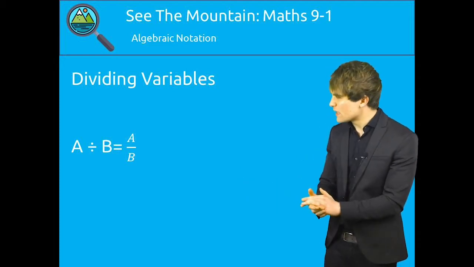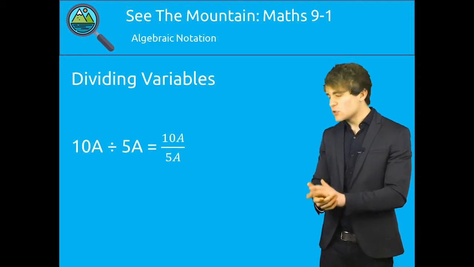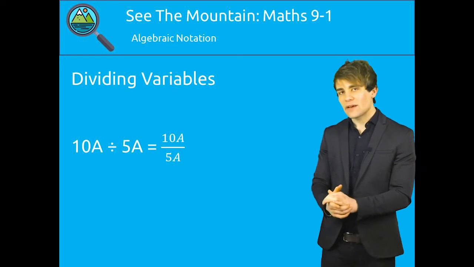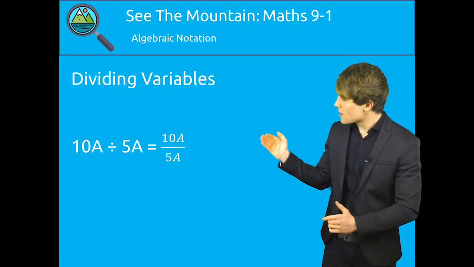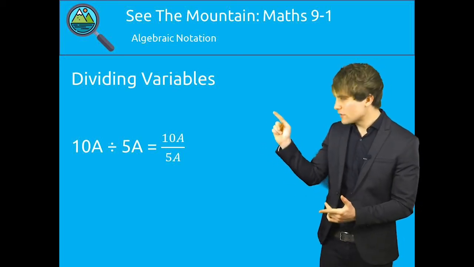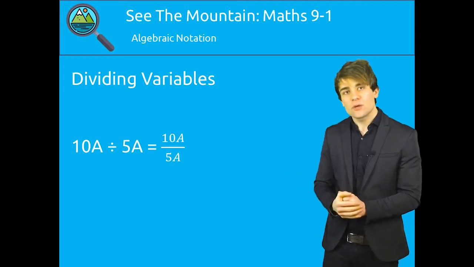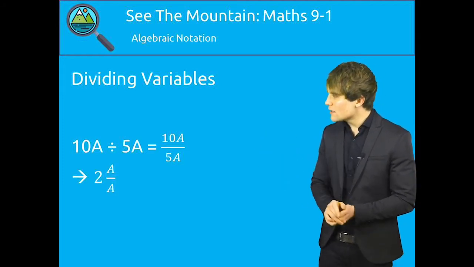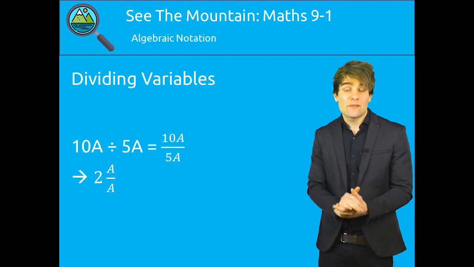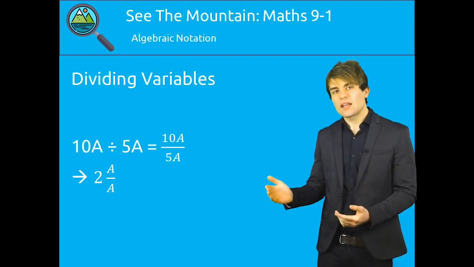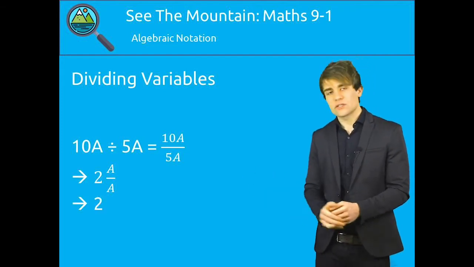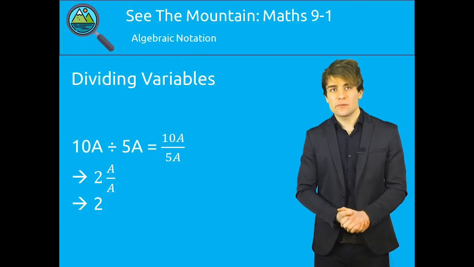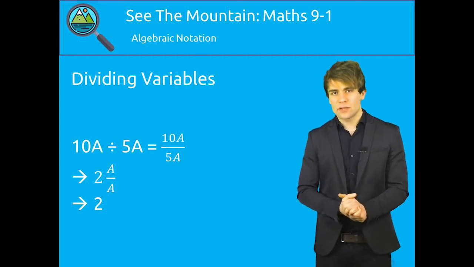So let's see how this looks in something a little bit more complicated. Here we've got 10a, and we're going to divide it by 5a. We're going to structure this as 10a over 5a, and we can simplify the 10 divided by 5 to a 2. And then a divided by a is just the same as doing 5 divided by 5, which gives us a 1. So it's going to be 2 times 1 for a final answer of 2. That's dividing variables.